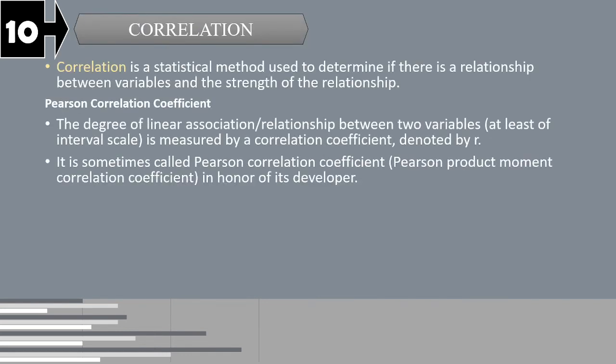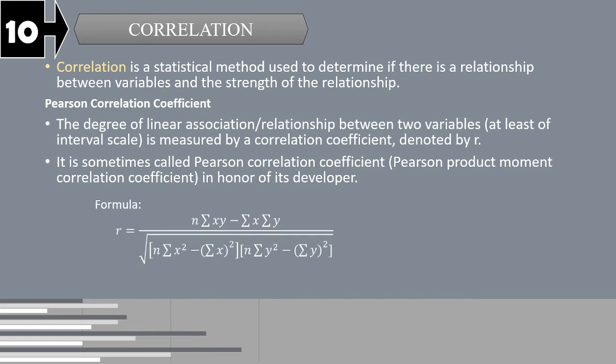Correlation is the statistical method used to determine if there is a relationship between variables and the strength of the relationship. The degree of linear relationship between two variables, at least of interval scale, is measured by a correlation coefficient denoted by r. It is sometimes called the Pearson correlation coefficient, which means Pearson product moment correlation coefficient, in honor of its developer.